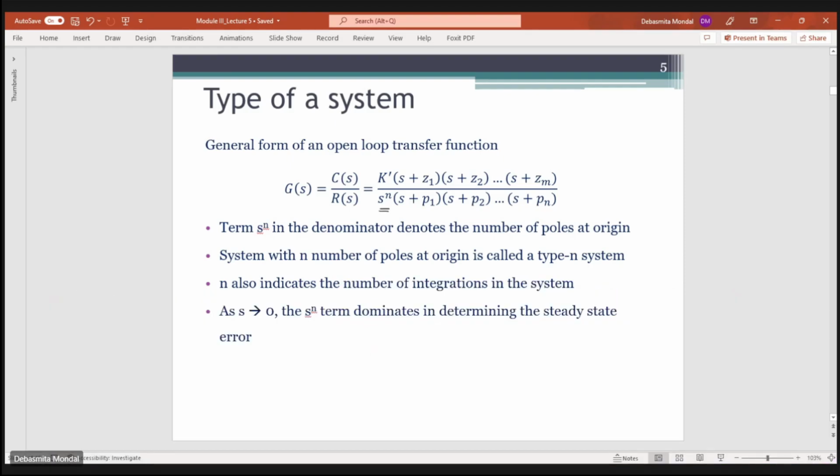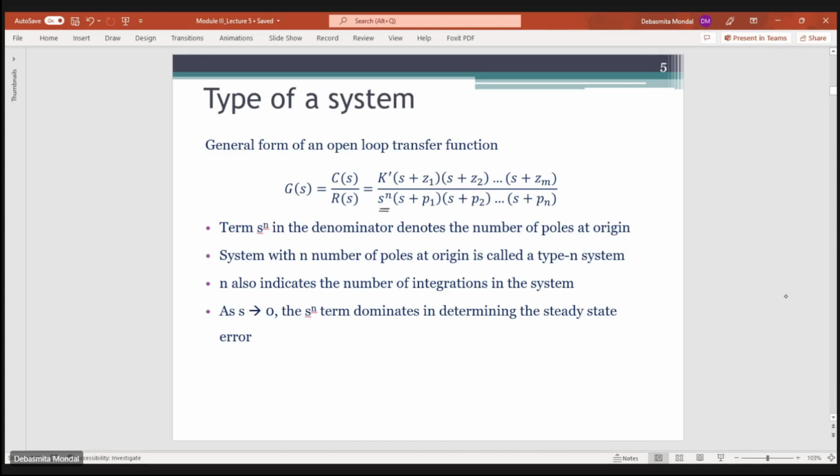The type of a system is governed by the term s to the power n. If you have n poles at the origin, then the type of that system is equal to n, so that is called a type n system. And n poles at the origin also indicate how many integrations there are in the system, because 1/s is equivalent to a block whose transfer function is an integration. So if you have s to the power n in your denominator, that means n integrations will be there somewhere along the block diagram or in the system.